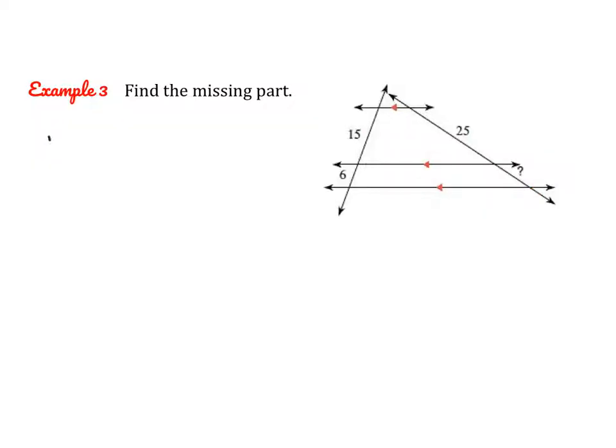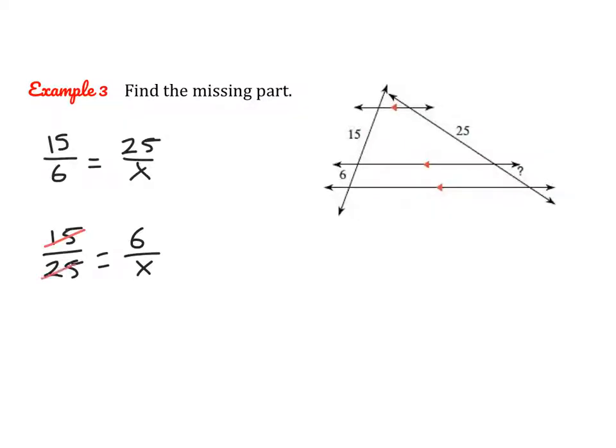We could say 15 over 6 equals 25 over x. So we did this over this equals this over this. Or we could say 15 over 25, so this over this should equal 6 over x. Either way, you should get the same exact answer. So let's solve that second one.